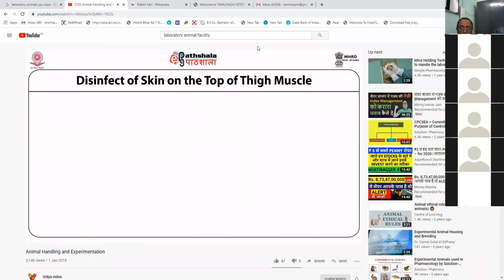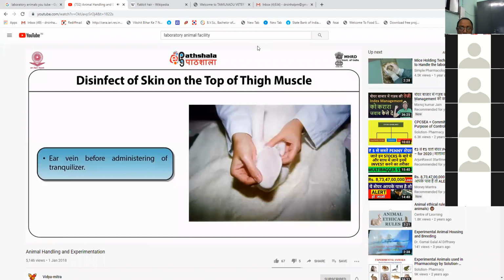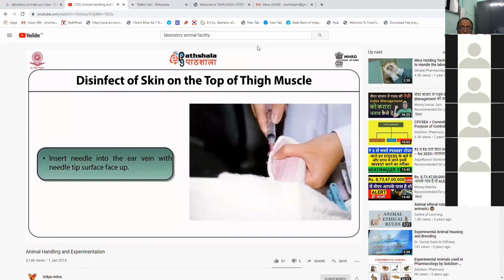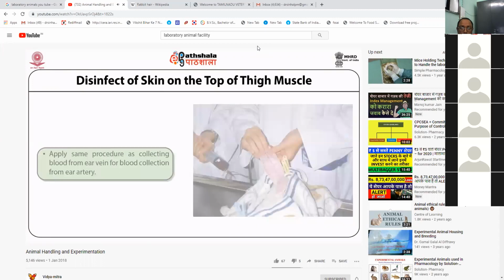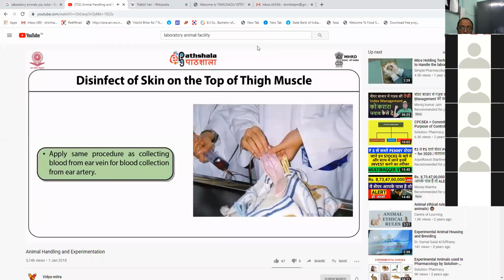And this is how the ear vein looks before administering a tranquilizer into the rabbit. This is how the injection procedure is done in the ear vein of the rabbit. There is also another type, a butterfly needle, where the ear vein is directly inserted with a butterfly needle, and the blood can be collected via the butterfly needle.